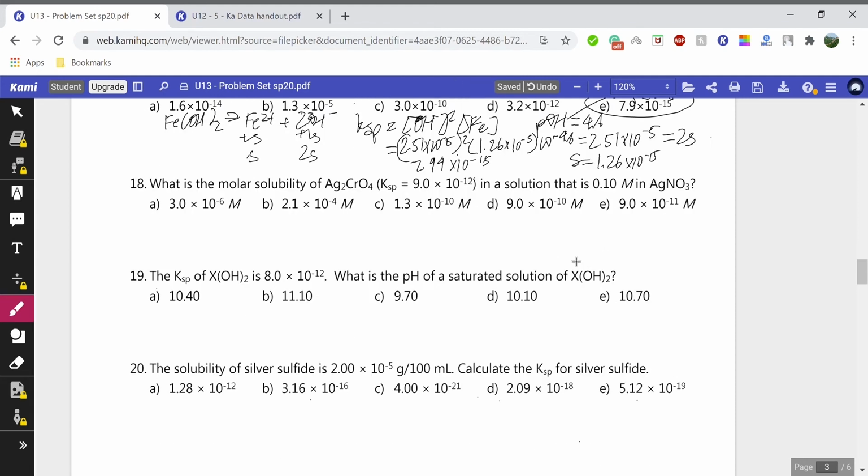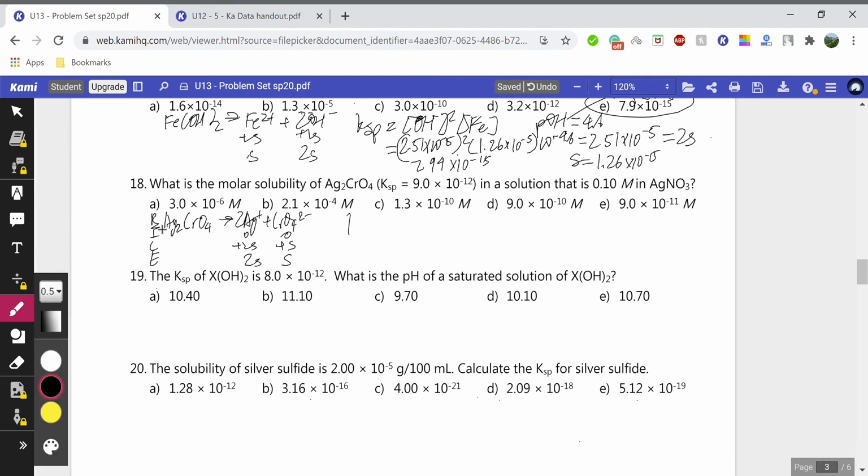Number 18, what is the molar solubility of Ag2CrO4? So I told you the Ksp and told you the 0.1 molar solution of AgNO3. So first let's do an ICE chart showing the dissociation of our salt, which will be Ag2CrO4 forming 2Ag plus plus CrO4 2 minus. This will be 0, 0, plus 2s, plus 1s. So 2s over here and 1s over here.